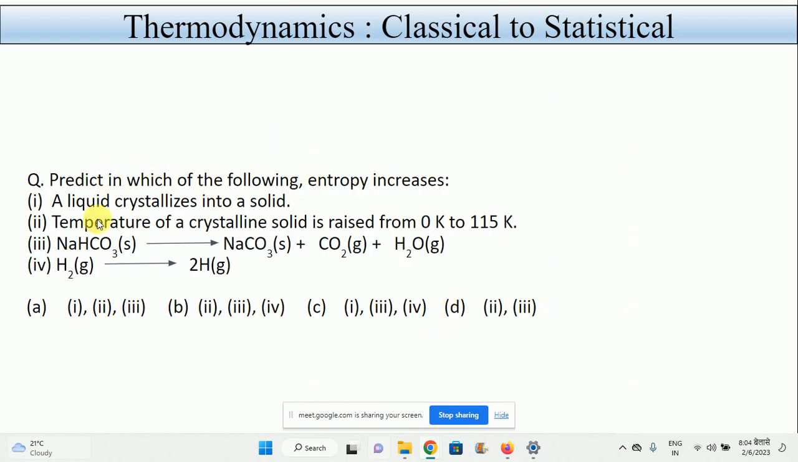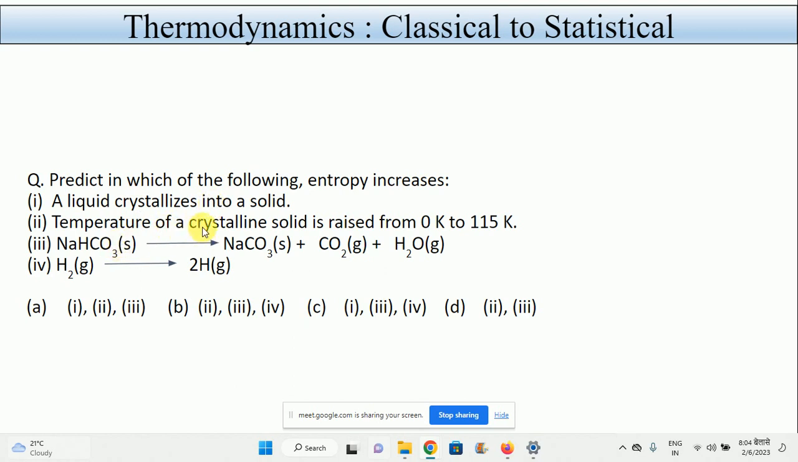The next question. Predict in which of the following entropy increases. So we are looking for an increase in entropy. A liquid crystallizes into a solid. From liquid to solid, randomness decreases. So here change in entropy will be less than 0. It is not increasing. It is decreasing for option 1.